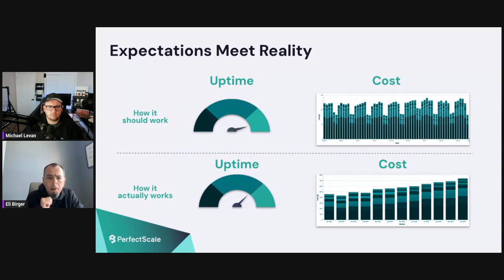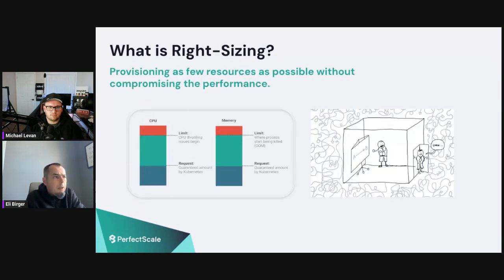why this happened, and eventually, the four main knobs that Kubernetes gives you to address this are where everything starts.